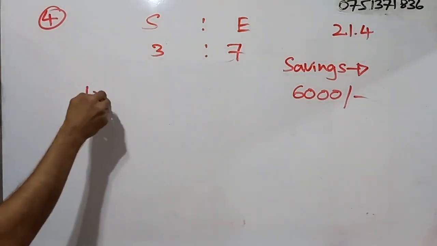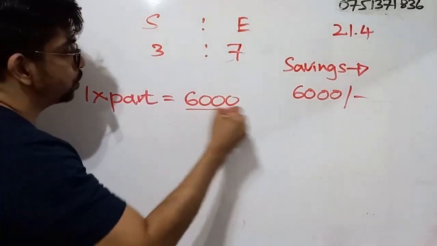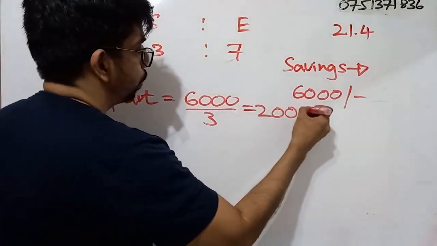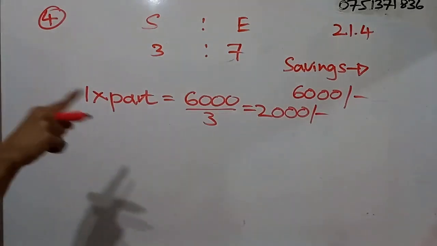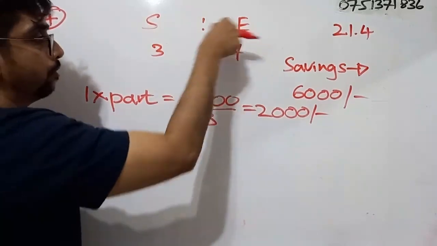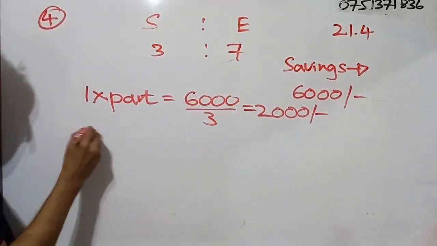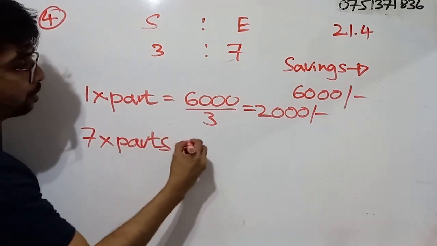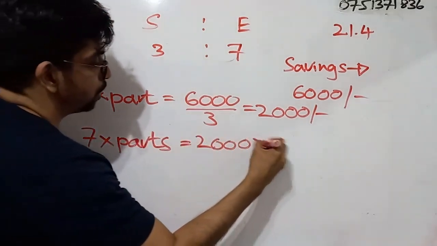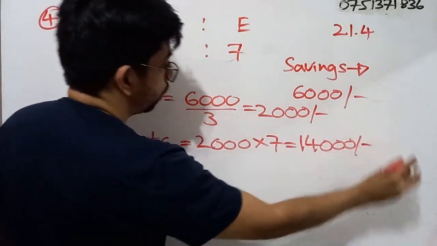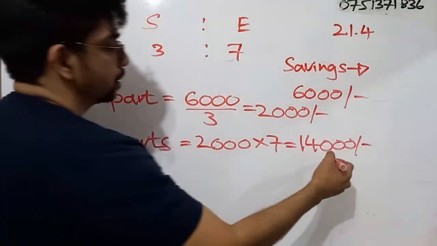So what is the value of 1 part? 6,000 we have to divide it by 3. So what do we get? 2,000. That is the value of one part. In expenditure or expenses, we have 7 parts. So the value of 7 parts: 2,000 we have to multiply that by 7. We get what? 14,000 rupees.